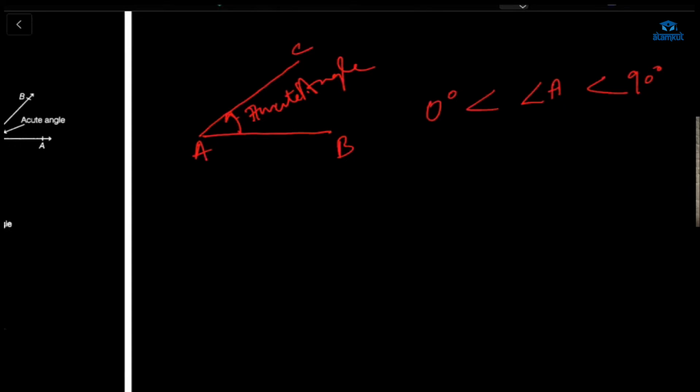It should be greater than 0 degree because 0 degree means it is a straight line. It is just a line, and we are talking about the angle. So it should be greater than 0 degree. It can be 1 degree, 2 degree, whatever. But it should be less than 90 degree also.